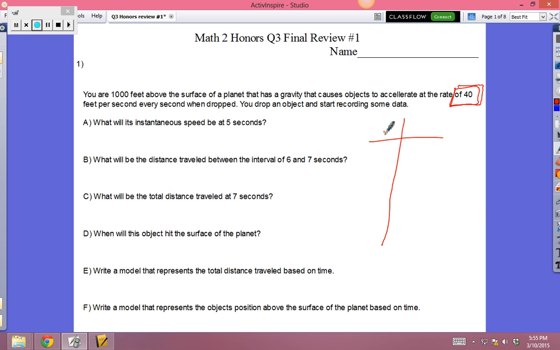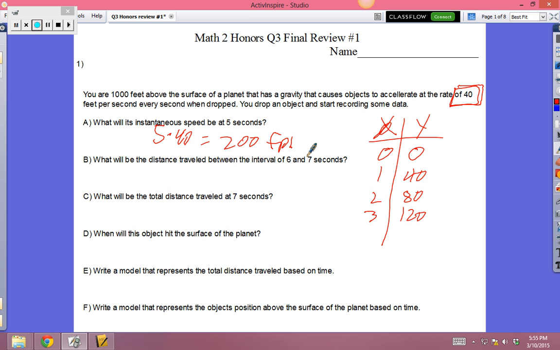So you go through the table, or you can figure it out just by multiplication. At 0 it's going 0, at 1 it's going to increase to 40, at 2 to 80, at 3 to 120. So all you do is just multiply the number of seconds by 40. So 5 times 40, that's going to be 200 feet per second.